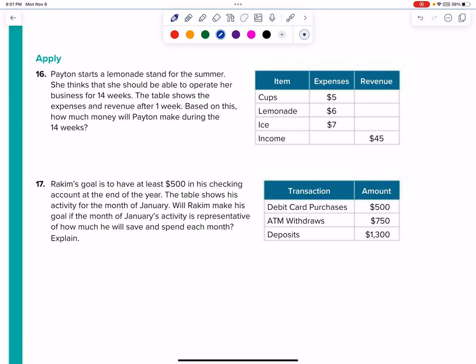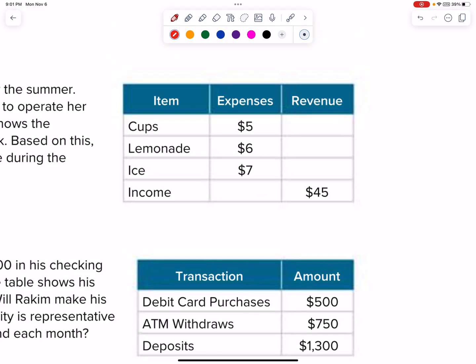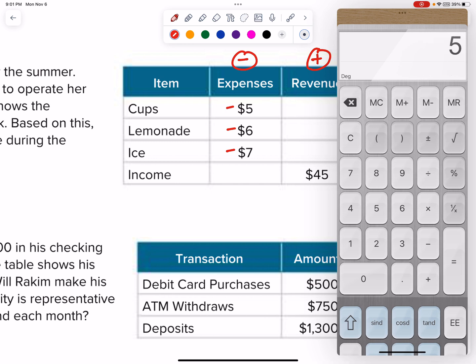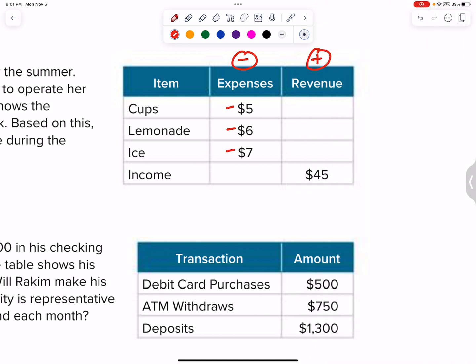All right, so let's go ahead and find out what all the expenses are. Okay, remember expenses are negatives, revenues are positive. So we have negatives, cups, lemonade, ice. So let's add all that up. We have 11 plus 7, 18. I don't want to do all this work and make mistakes, so I'm going to double check. Okay, yep, we're good. All right, so we're at $18 in expenses, but that's a negative $18.